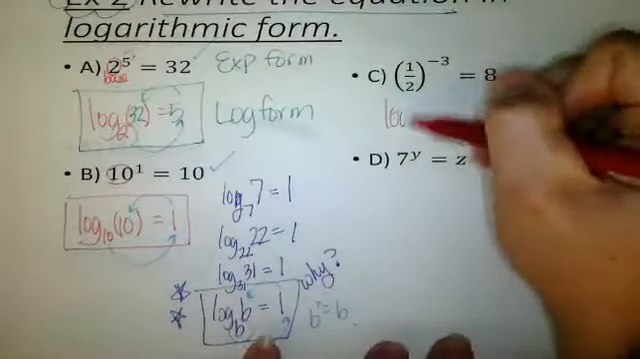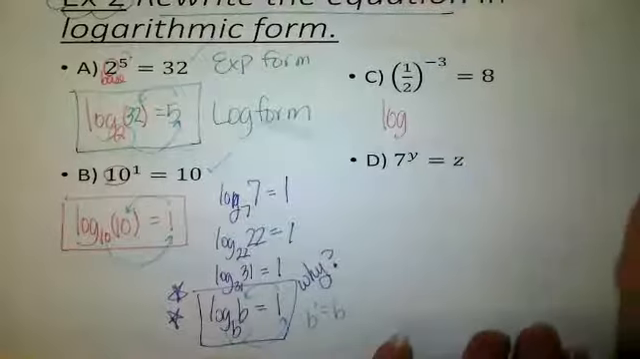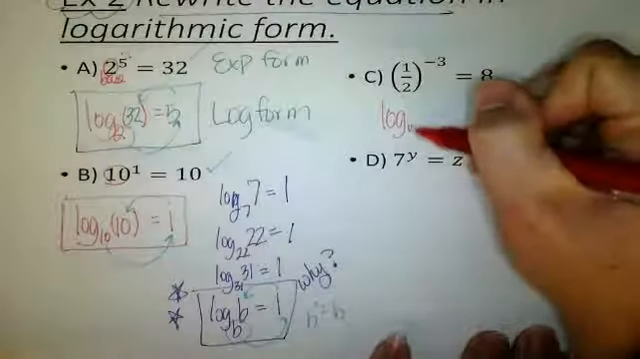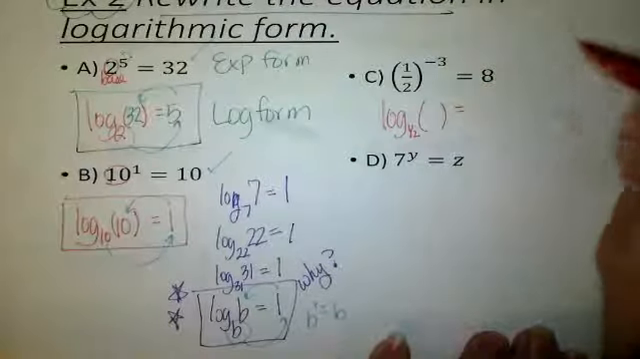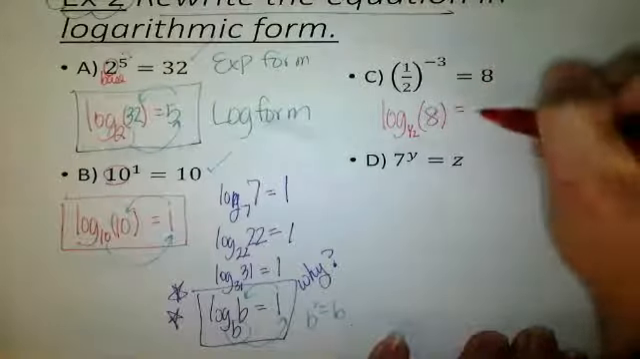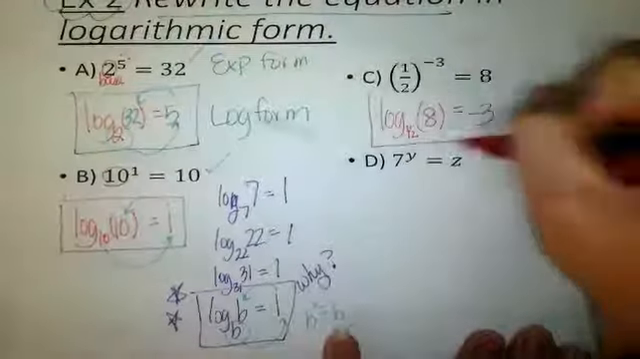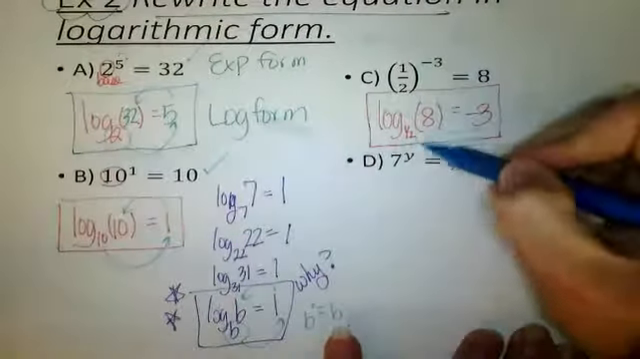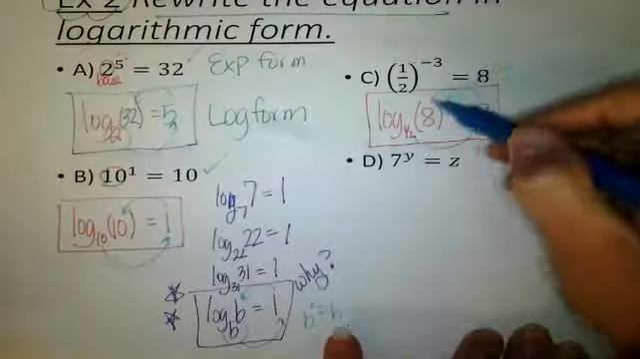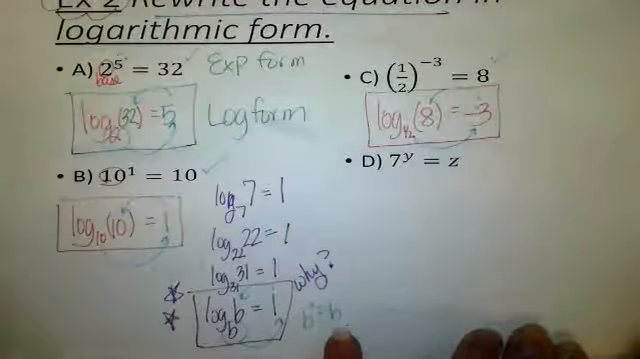Here, log, what's the base? 1/2. Log base 1/2 of what? 8 equals negative 3. How do you know if you did it right? Swirly. Give it a little swirly. 1/2 to the negative 3 power equals 8. Yes, that's what we started with.